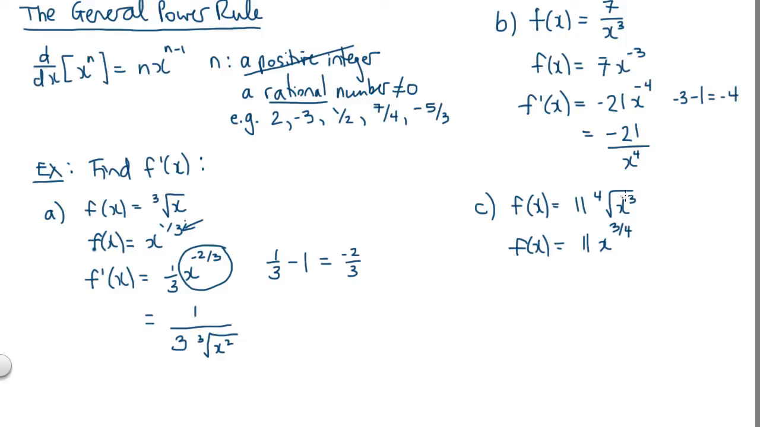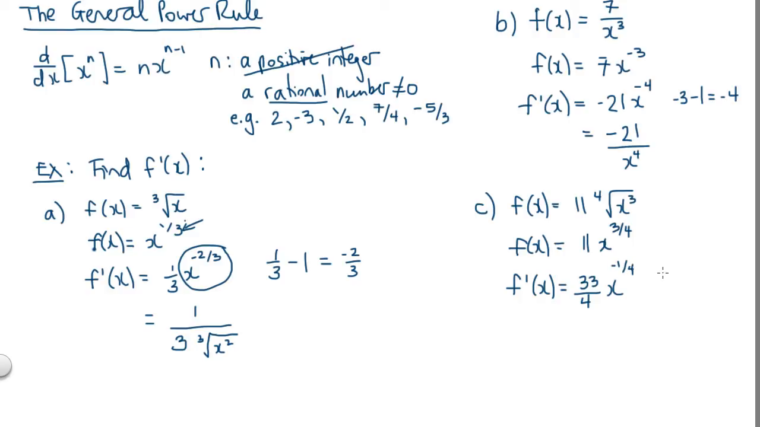The 3 coming from the cube that was originally on the x, the 4 just representing the type of root that we're dealing with here. So now according to our power rule, that exponent is just going to come down in front when we take our derivative. So 11 times 3/4 is going to give us 33/4. And our new exponent on our x is now going to be -1/4.